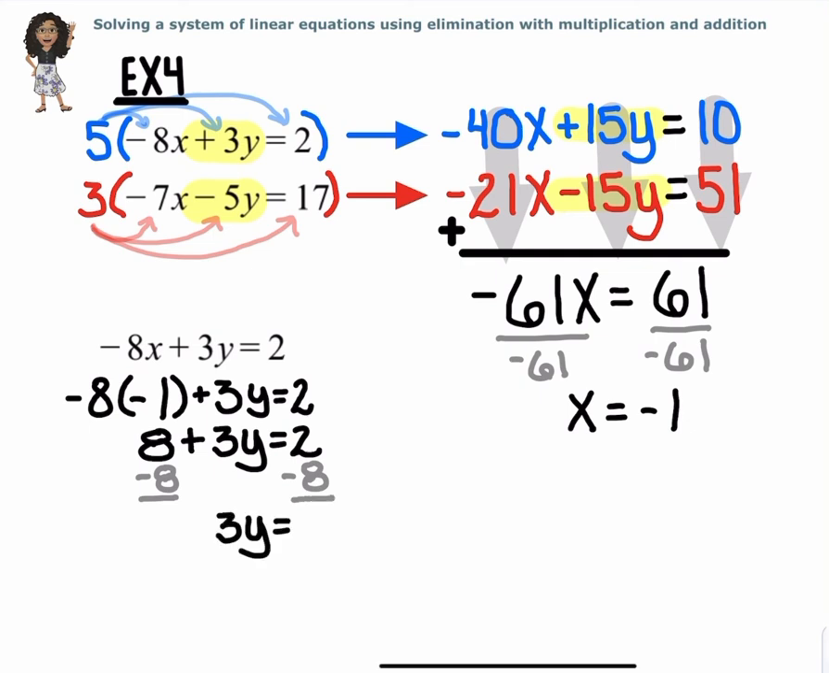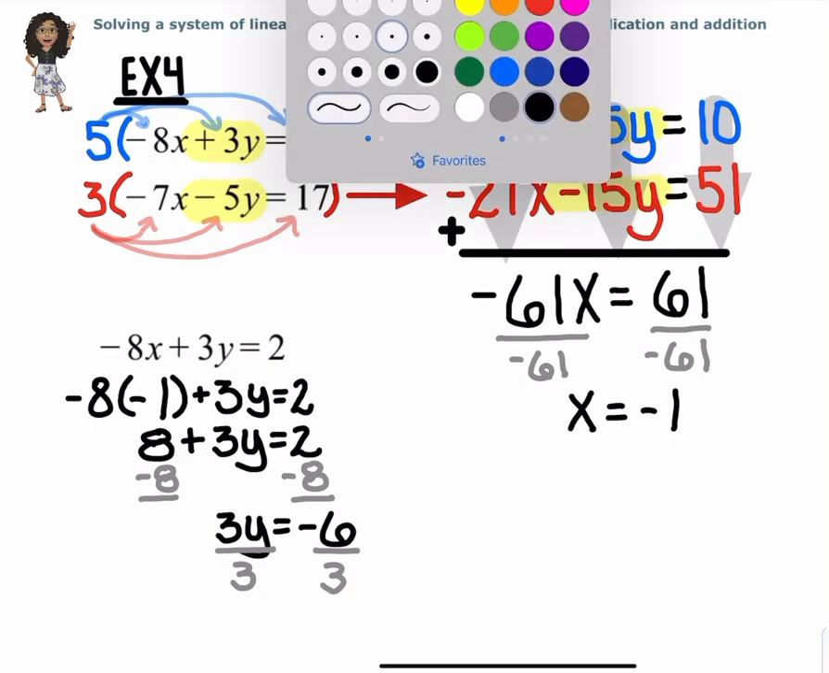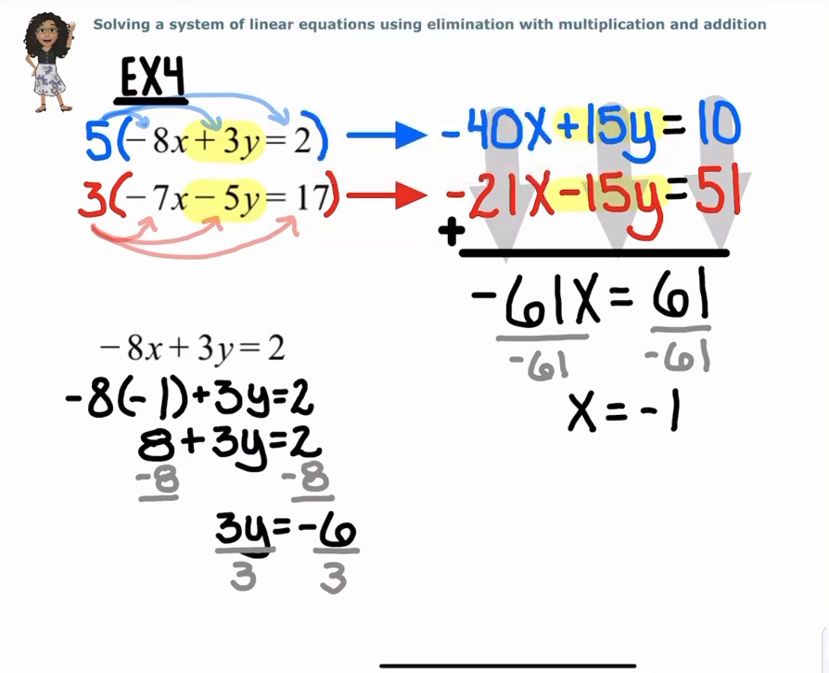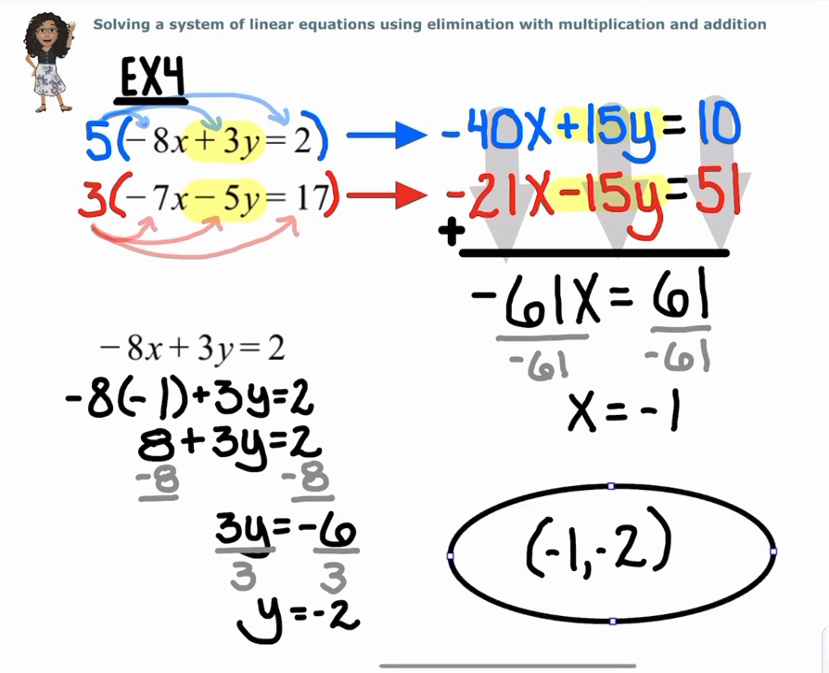3y equals negative 6. Divide both sides by 3. And y is equal to negative 2. If you'd like, you could write your final answer as a coordinate. The reason you can do this is if I graphed those two equations, this is the point where they would intersect.